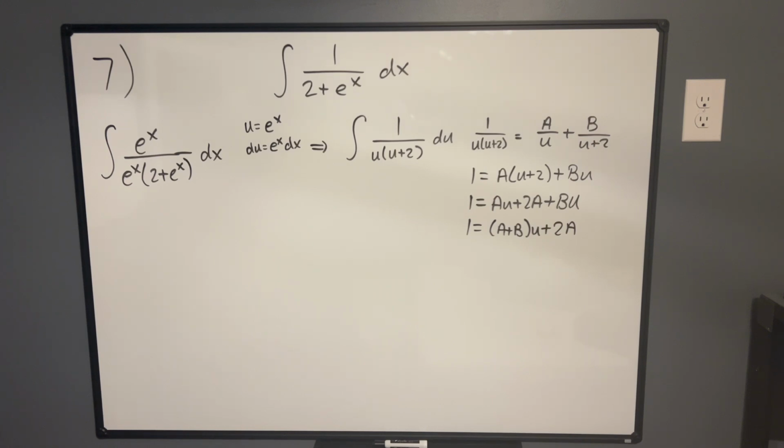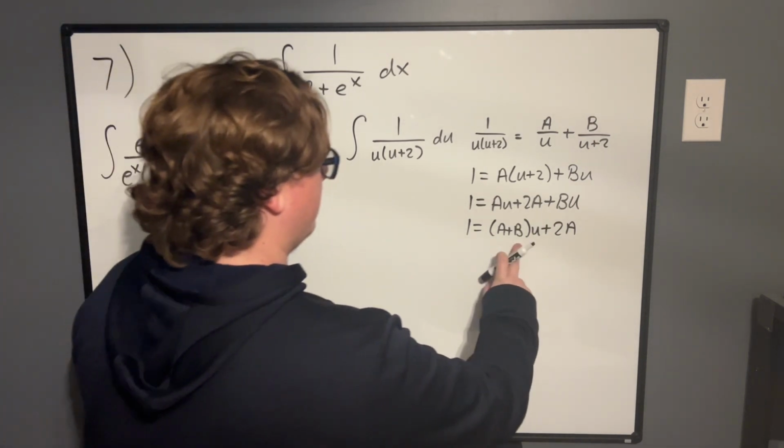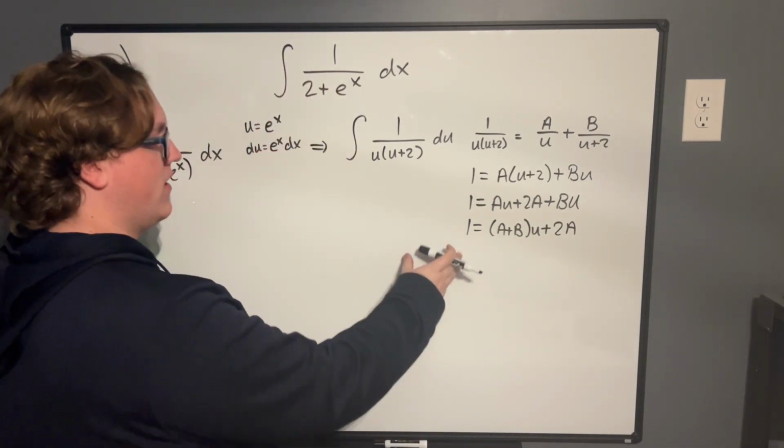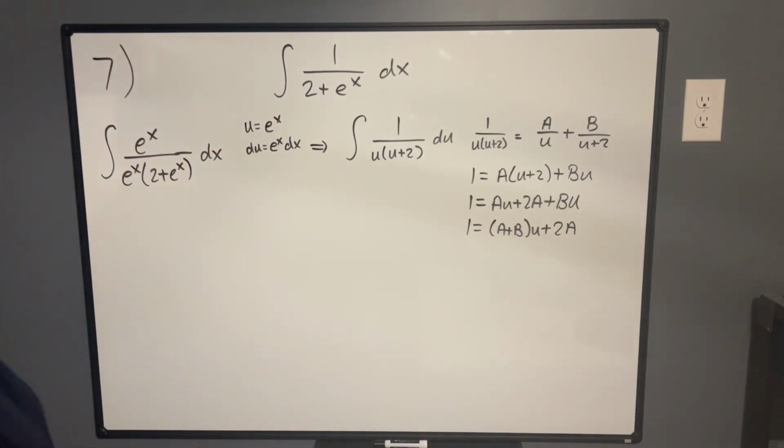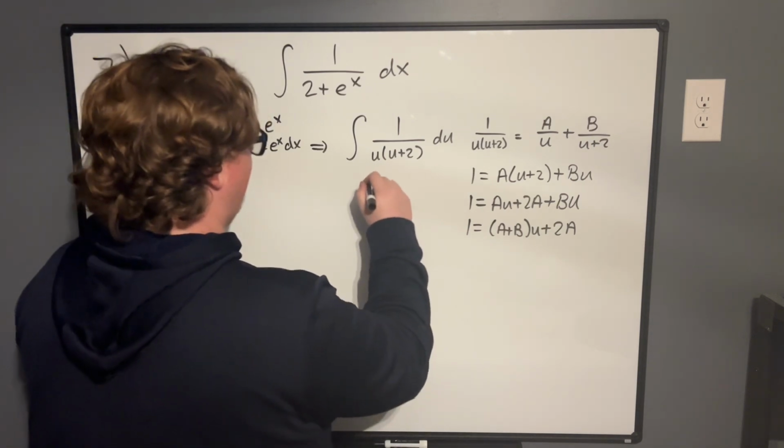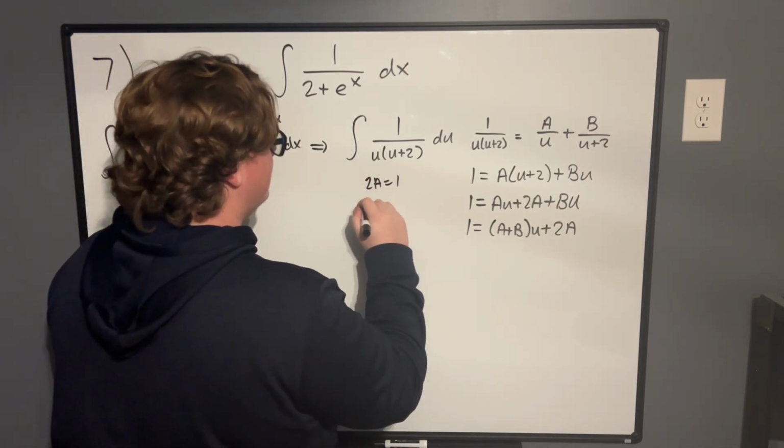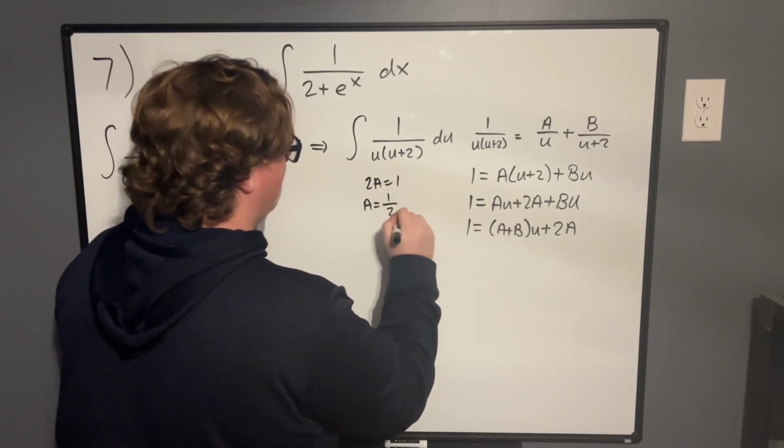So what do we want here? We want a plus b to be equal to 0, right? Because there is no u term over here. And if these are going to be equal, there has to be no u term. And then 2a needs to be equal to 1. So I have that 2a equals 1, which tells me a is equal to 1/2.